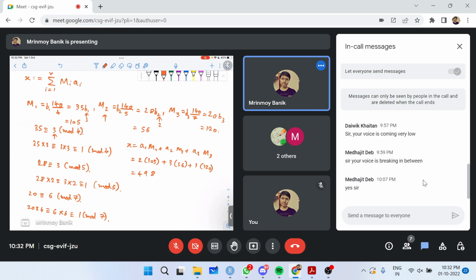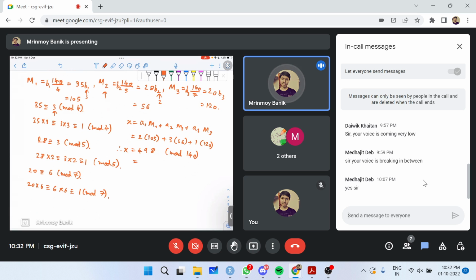Okay. So you found x, right? It's 498. It's obviously not unique. The number x is not unique, but if you take mod 140, that is their product, this is unique. Then let's see what it's congruent to mod 140. You can check it's 78.